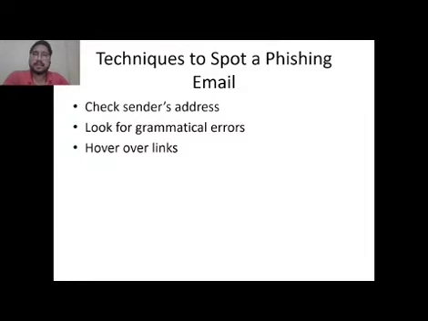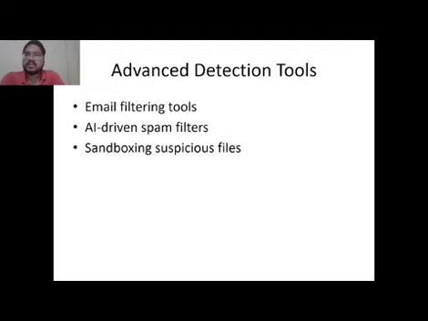So we move to the next slide, advanced detection tools. These include email gateways with AI filters, sandboxing, which means opening suspicious attachments in isolation, and domain monitoring to detect imposters. Tech is evolving to fight phishing, but awareness still matters most. So there are a few advanced detection tools like AI-driven spam filters and sandboxing suspicious files.